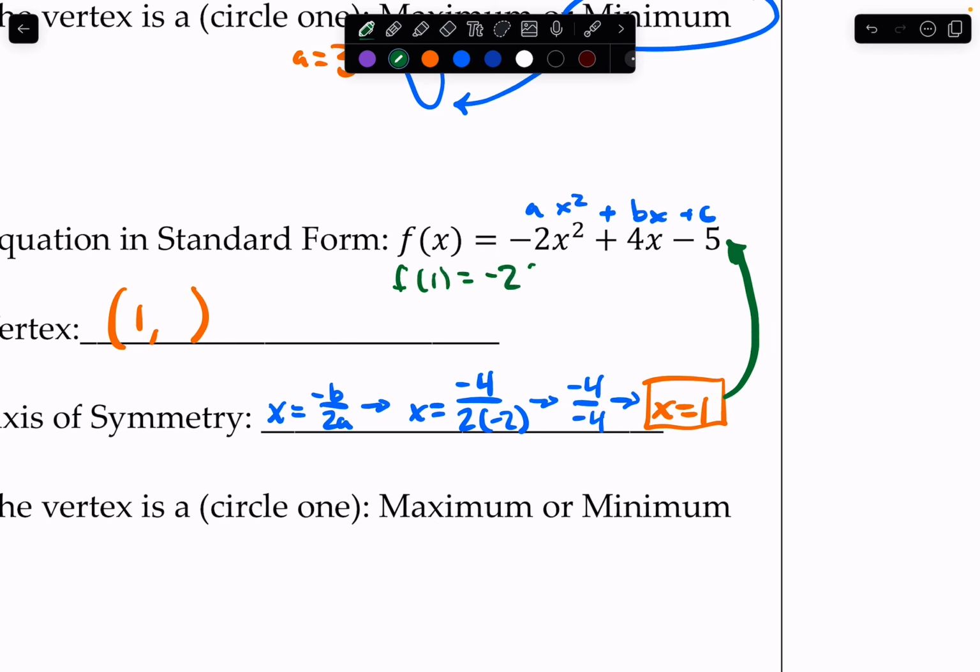So negative 2 times x squared becomes negative 2 times 1 squared. Plus 4 times x becomes 4 times 1. And then minus 5. And we're just going to use order of operations until we get an answer. 1 squared is 1. So I've got negative 2 times 1 plus 4 times 1, which is 4, minus 5. That's going to be negative 2 minus 1. The reason I'm able to do that is because 4 minus 5 is minus 1. Negative 2 times 1 is negative 2.